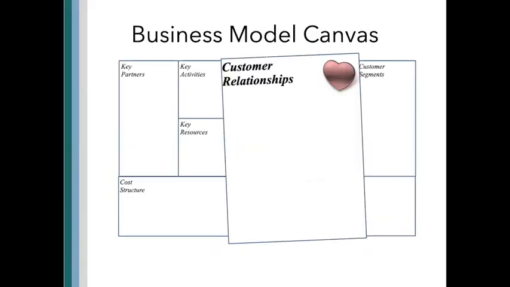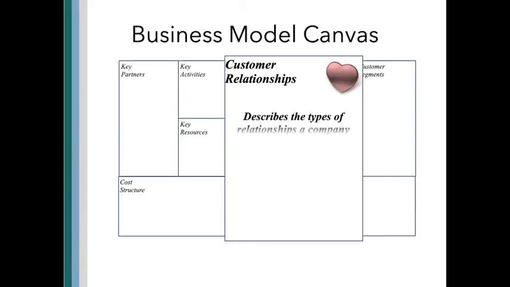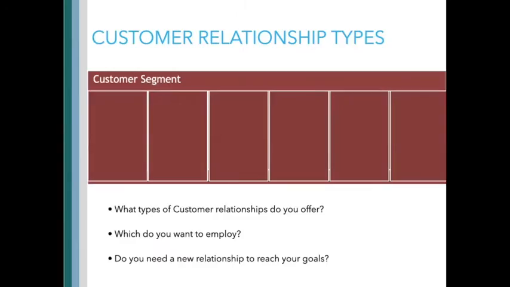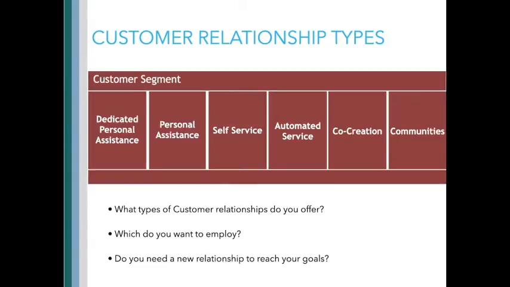Next one is our relationships. The types of relationships that are required to deliver the value proposition to each of the customer segments. Based on the segment you serve and the value proposition you're offering, what do you need to have for a relationship? That's also a cost.